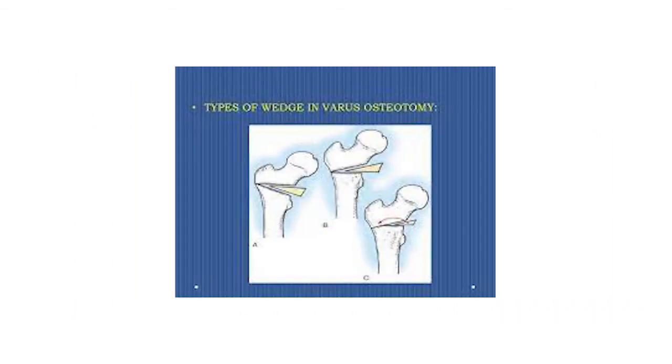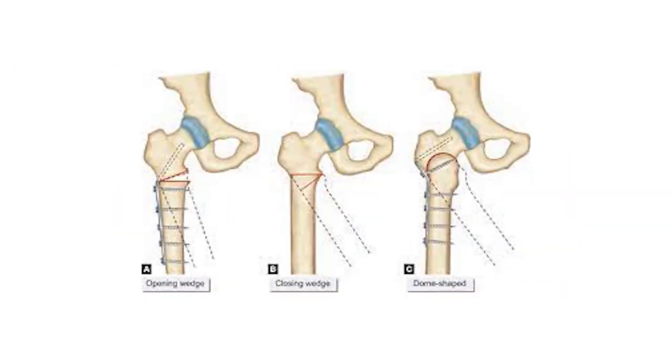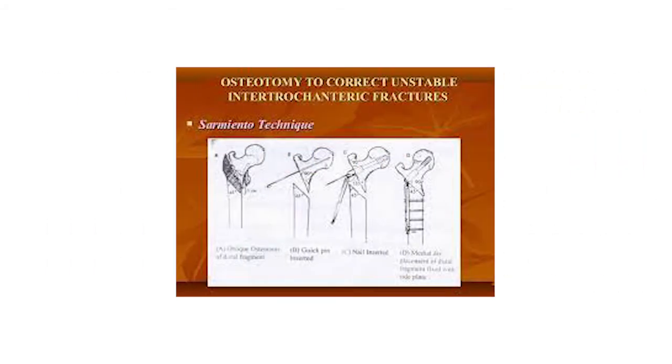Now here is another image showing the types of wedge in the varus osteotomy, different angles. This is another image showing the internal fixation for the neck of femur fracture. This is another image of the osteotomy to correct the unstable intertrochanteric fractures.